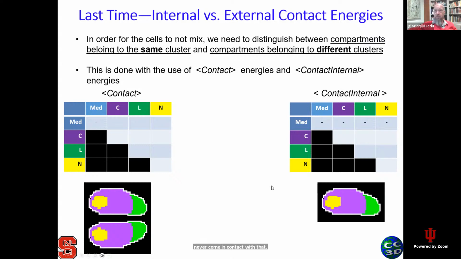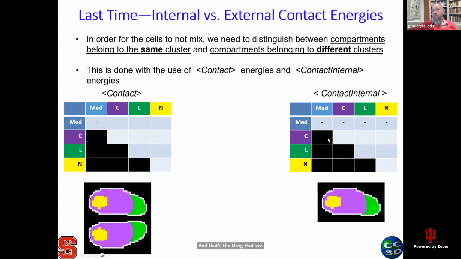And so I'm going to have the regular contact energy, which defines the contact energy between any two components that are in different clusters. That's what we're used to. And then a separate contact internal, which says what the contact energies are for those components within the same cell cluster. And that's the thing that we sometimes have to get used to.